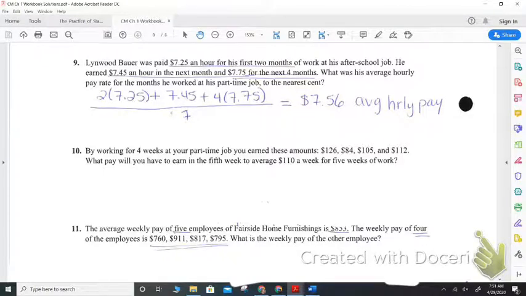In this video, we're going to look at averages. In this example for number 9 in particular, this is a weighted average. So you guys know that in general, to find an average, you take all the values, add them up, and divide by how many there are.